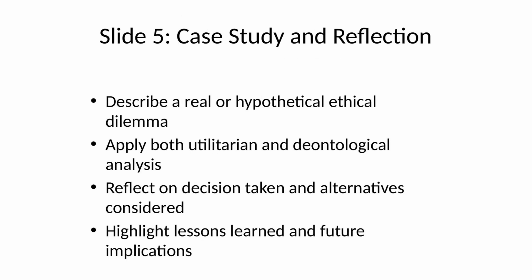Let's conclude by analyzing a case study. Imagine a company facing declining profits considers outsourcing production to cut costs. This could result in job losses locally, but lower prices for consumers. A utilitarian perspective may justify outsourcing for the greater benefit, while a deontological stance might oppose it due to the duty to protect employees. Reflecting on this scenario helps assess the chosen decision, including what alternative actions were available.